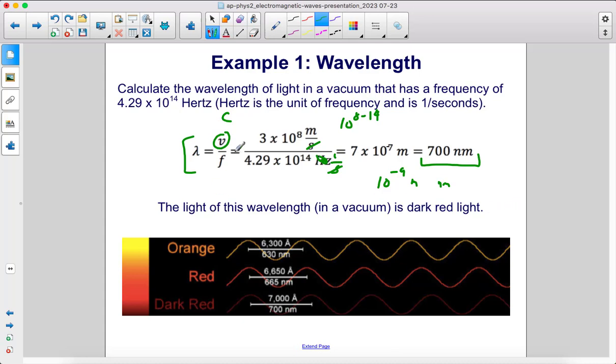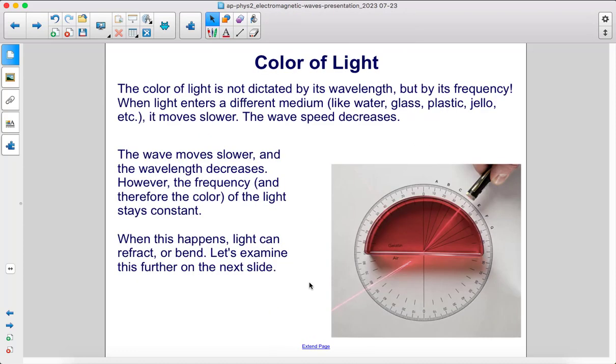The light of this wavelength in a vacuum is dark red light. The color of light is not dictated by its wavelength, but by its frequency. When light enters a different medium, here we have light going through air and then into jello and then back into air, it moves slower. The wave speed decreases. The wave moves slower and the wavelength decreases. However, the frequency, and therefore the color of the light, stays constant.